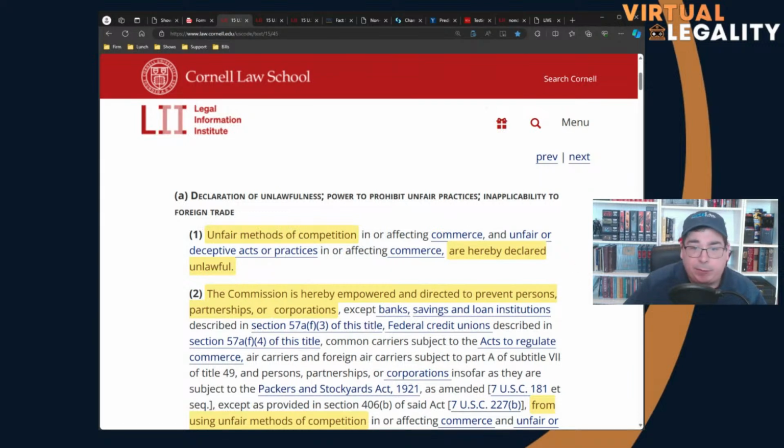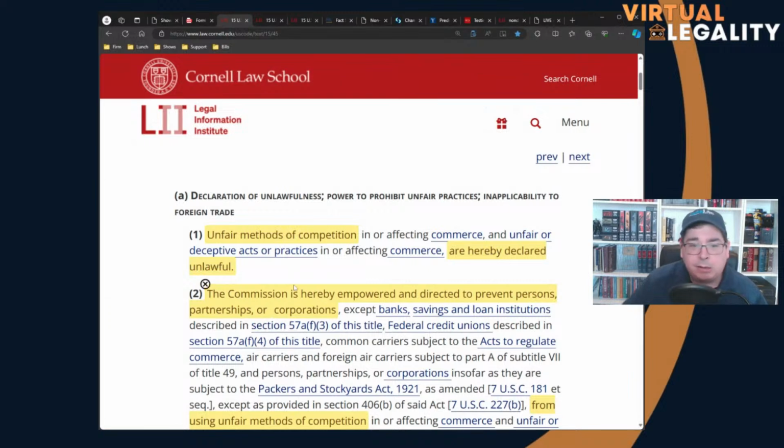There's a restriction that they have to be affecting commerce. That's called a constitutional hook. That is designed to bring this law under the control of the federal legislature through the constitutional right to make laws regarding commerce, but otherwise really doesn't help inform what the definition is. Unfair methods of competition are hereby declared unlawful is basically all the FTC has to go on.